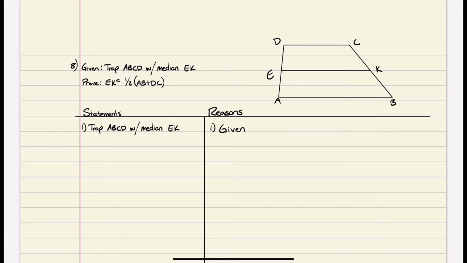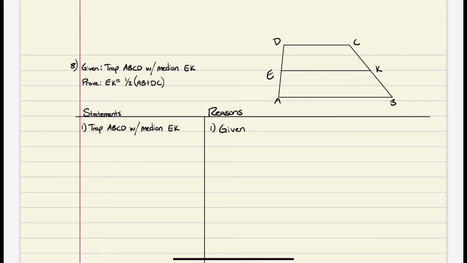If we were to add up the length of DC and AB and divide it by 2, or multiply it by 1/2, we would get EK, or the median of the trapezoid. And so let's get on into it. We have trapezoid ABCD with median EK. We have a median there, which means it is connecting the midpoints of the legs. All right, let's talk about this. We're, again, trying to prove that it is half of the sum of the bases.